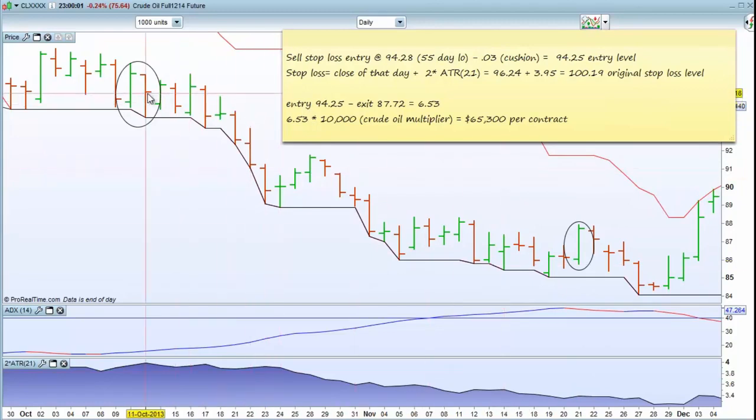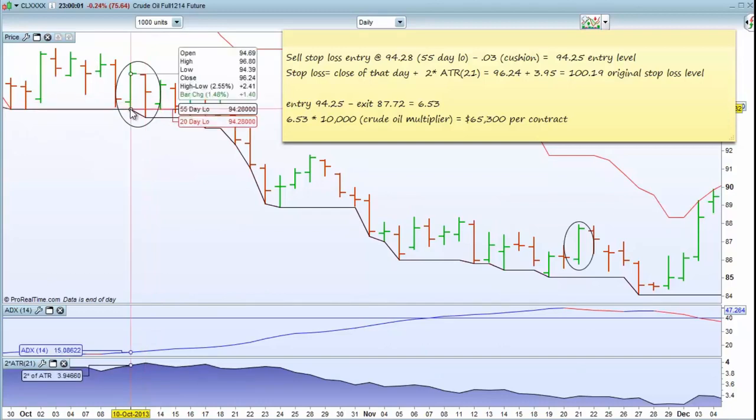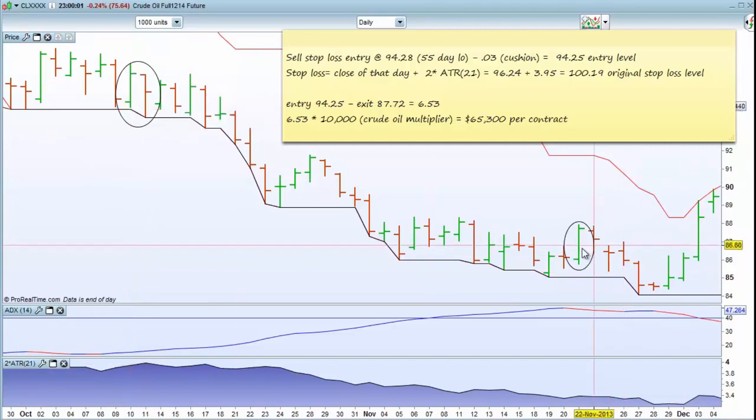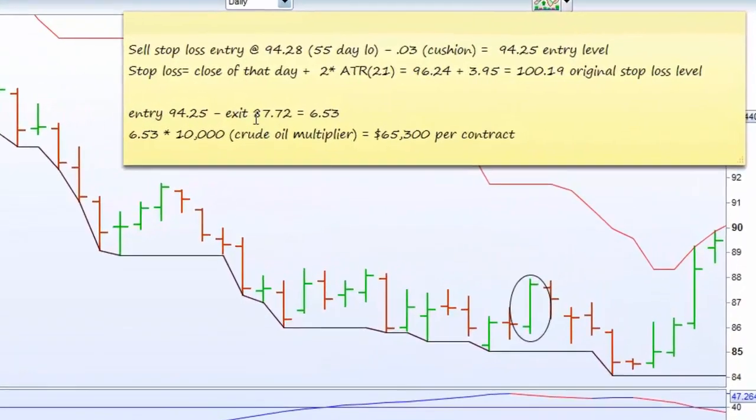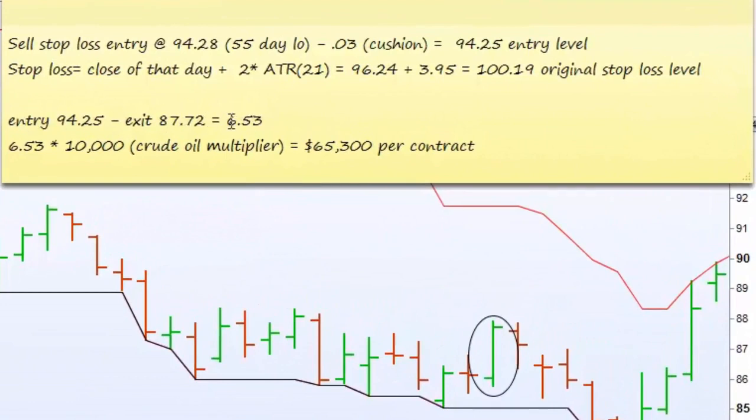So what I've done now is I've shown the entry. We got in on this day. The level that we got in on was the 55-day low, 94.28 minus the cushion, so 94.25, and we exited on the close of this day because of the ADX turn at 87.72, and you can see that up here on the sticky note. So the profit is 6.53. We times that by the crude multiplier, and you would have made $65,300 per contract in a few months. Now that's an awesome trade.